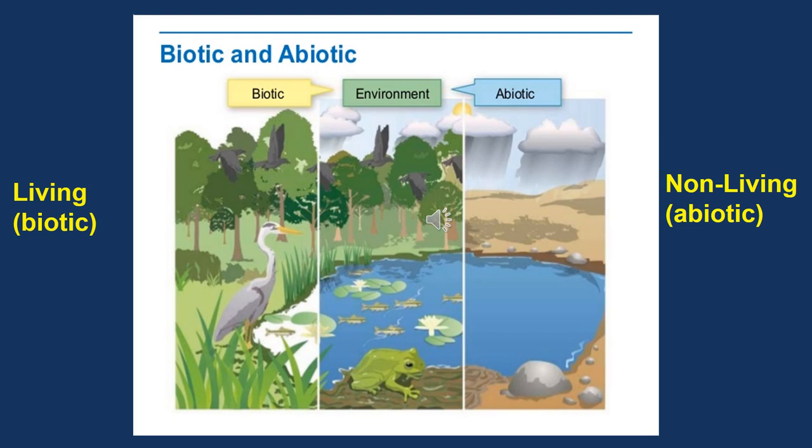Also, let's define biotic and abiotic. Biotic means living things. The biotic environment means all the organisms. The abiotic environment means everything else, the stuff in our environment that's not alive, like water, rocks, air, minerals, things like that. Together, they make an ecosystem.